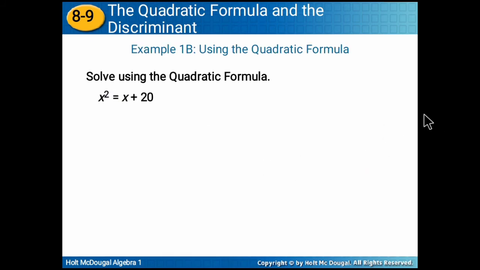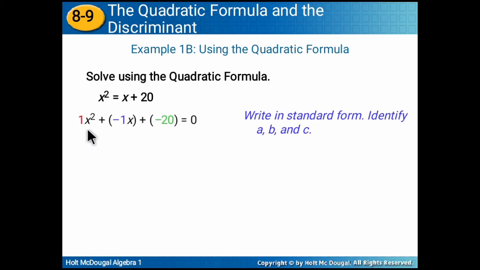So, how about this one? Write in standard form first. Then identify A, B, and C. So, we have 1x squared. It is 1 because when you don't see any numerical coefficient in a monomial or whatever kind of polynomial, automatically it has 1. It is not 0. If it were 0, that would mean it's not there.